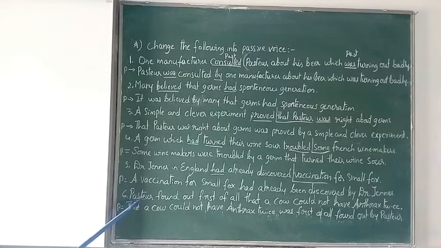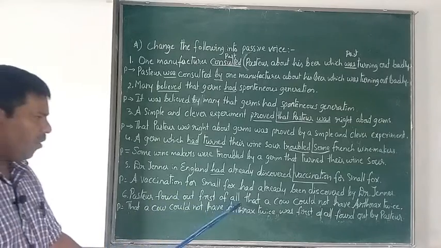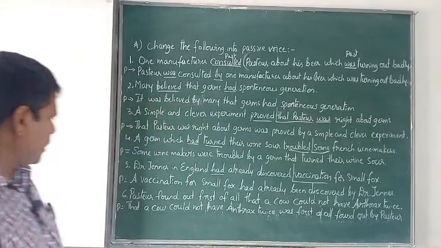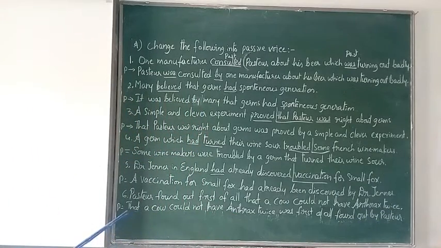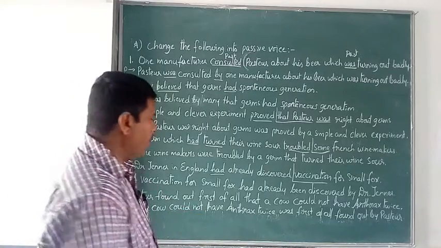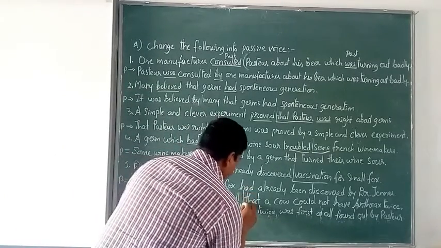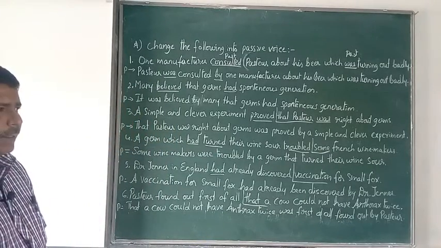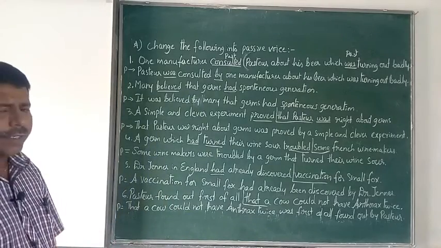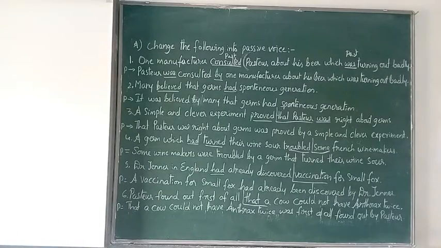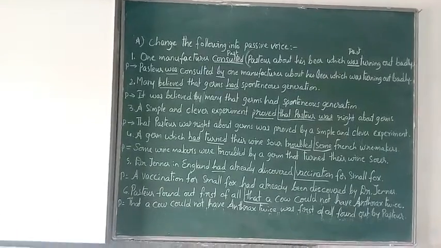The sixth one, Pasteur found out first of all that a cow could not have anthrax twice. The sentence becomes: that a cow could not have anthrax twice was first of all found out by Pasteur. You see, we started the sentence here. See, it's very clear. After that, understand that turning it right round makes the sentence clear. Let us now do 7 and 8, I will explain to you.